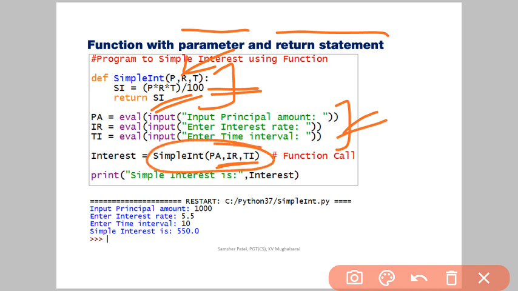Since this function is going to return a value, we have to use a variable to store the return value. Hence we have used a variable interest to store the value of the interest, and by using this statement we have printed the value of the interest. When we run this program, this is the output.